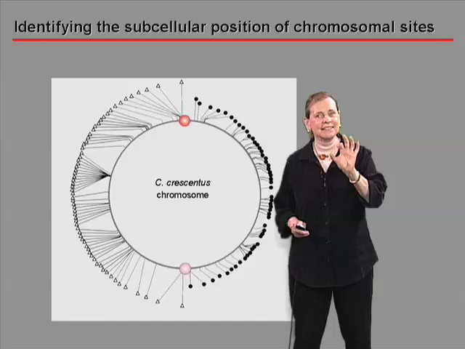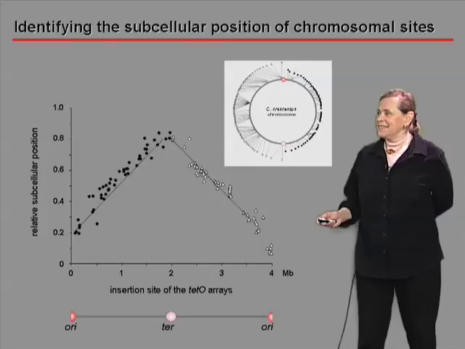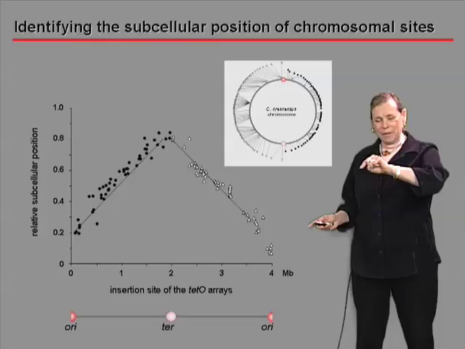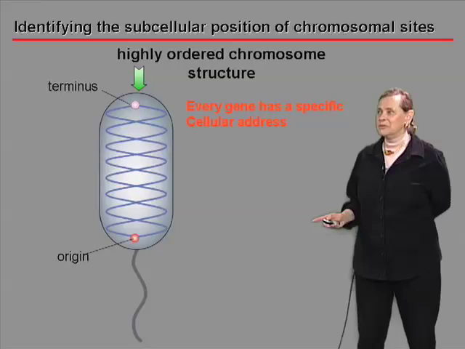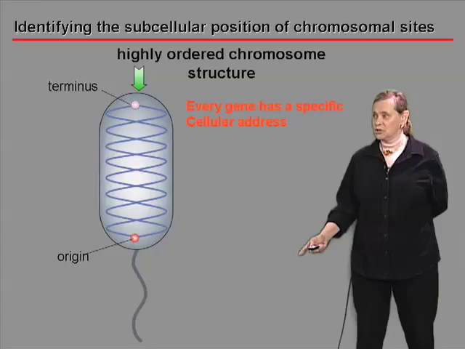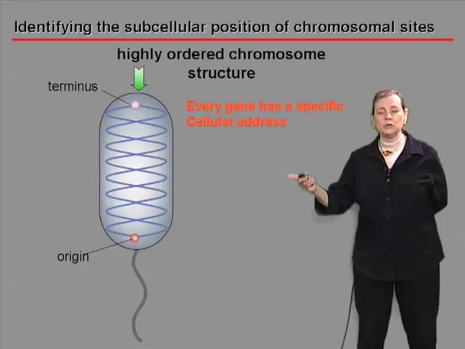And here's the answer. There is a linear relationship between where that TET-O array was put in the cell, on the genome, and where it exists in the cell. So therefore, we now know that the chromosome is a highly ordered structure and that every gene has a specific cellular address. The origin is near the flagellum, the terminus is near the top of the cell, and every locus in between goes to a specific place.